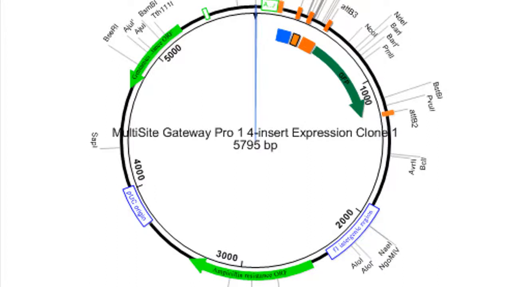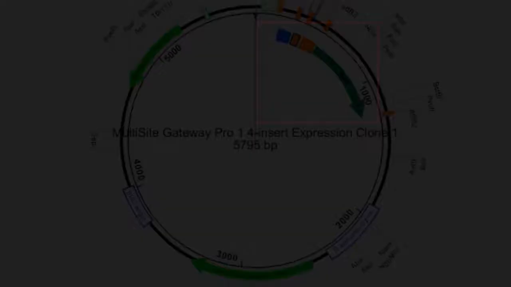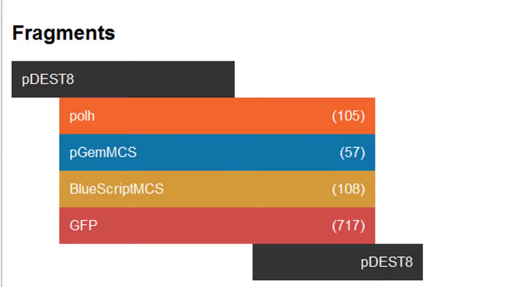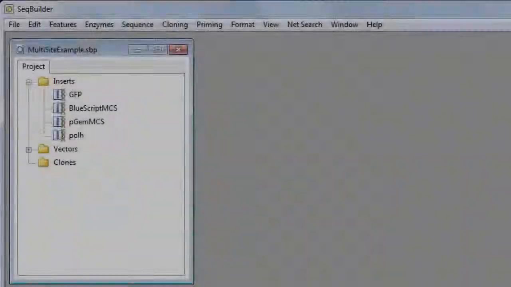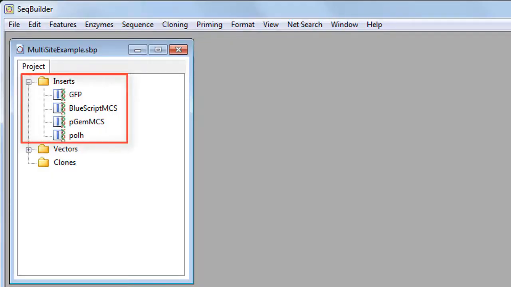MultiSite Gateway Pro technology enhances the classic gateway cloning protocol by allowing you to clone up to 4 regions at one time. In this video, we'll use an example creating a clone that has a pole promoter, 2 multiple cloning sites, and a reporter gene. For this project, I've already loaded inserts into the cloning project's inserts folder.